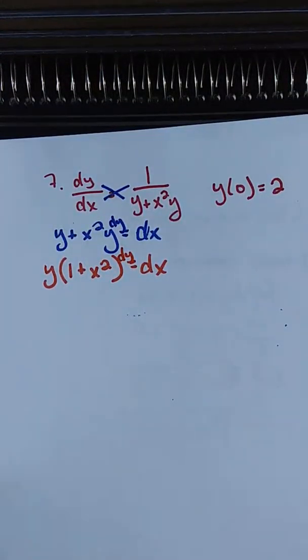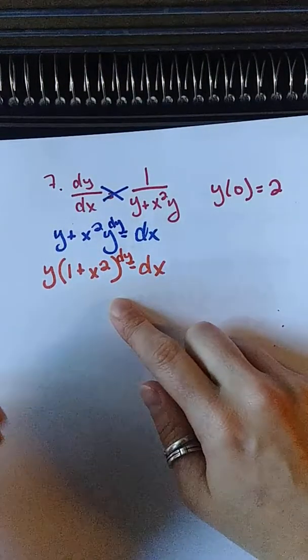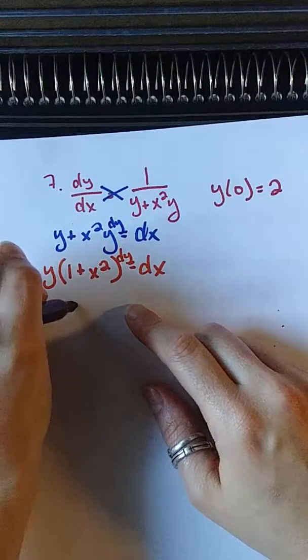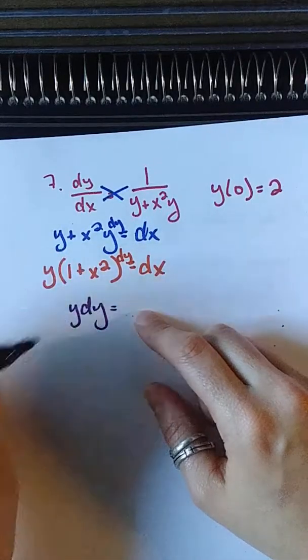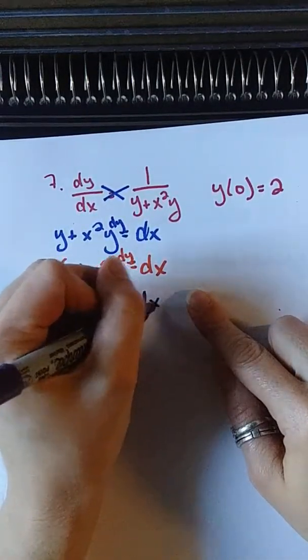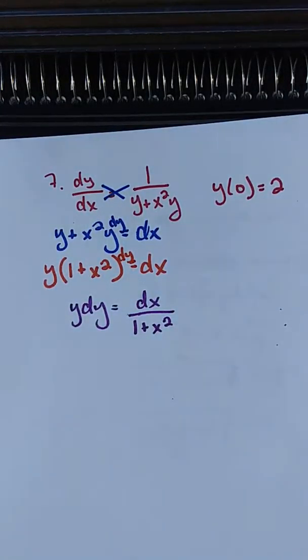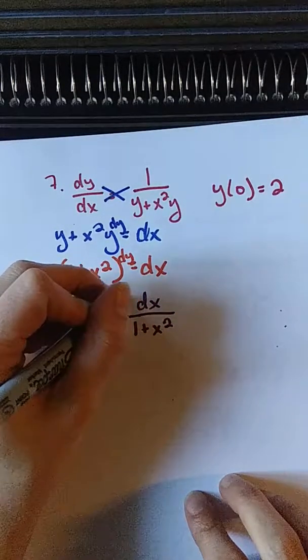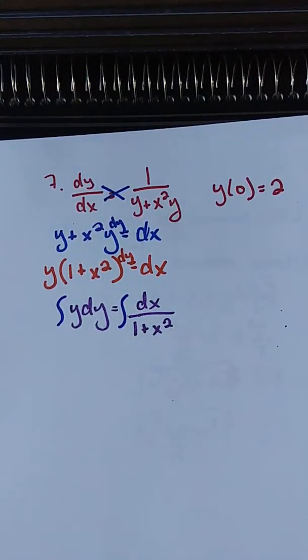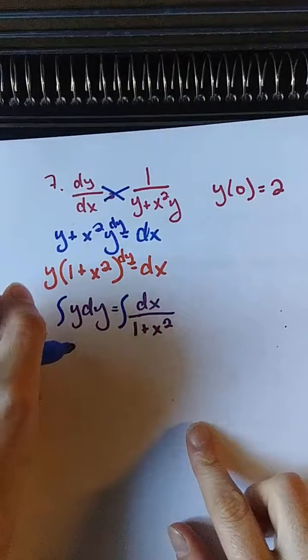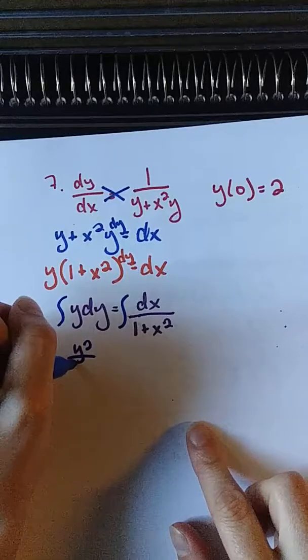Okay, here we go. So we're going to divide both sides by 1 plus x squared, and we're going to end up with y dy on the left. And on the right, we're going to have dx over 1 plus x squared. Cool. When we go to integrate this, we can integrate both sides. The left side we can do. The integral of y dy, we use that power rule that we know. We just raise its exponent by 1, divide by that new number.